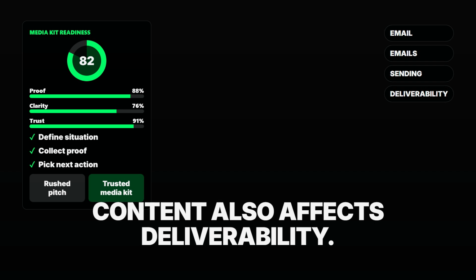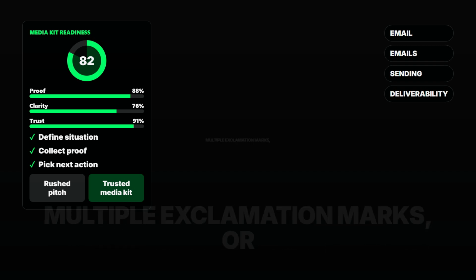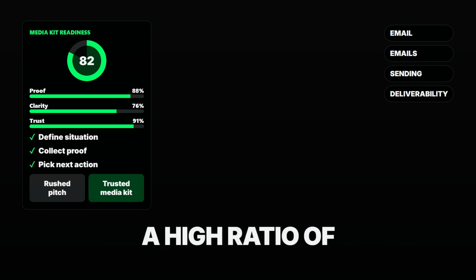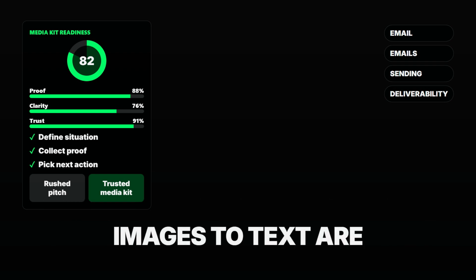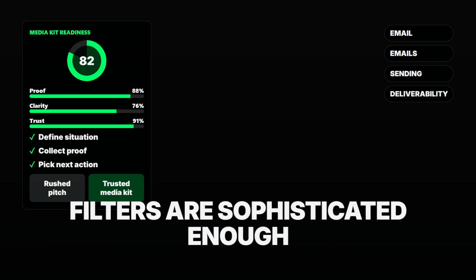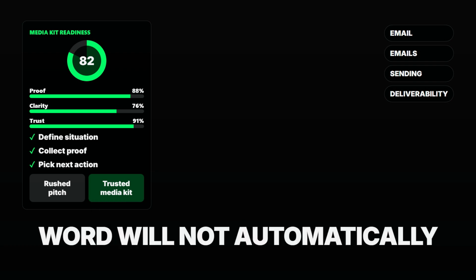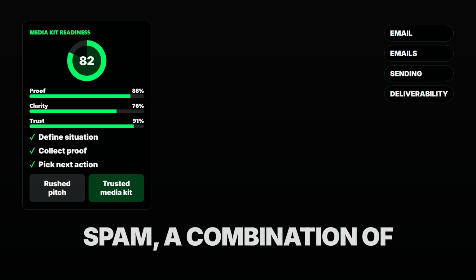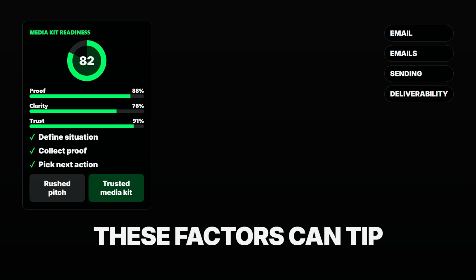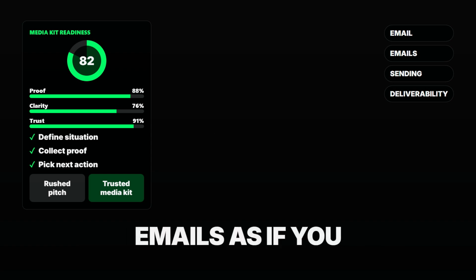Content also affects deliverability. Emails that contain certain trigger words, excessive capitalization, multiple exclamation marks, or a high ratio of images to text are more likely to be filtered. While modern spam filters are sophisticated enough that a single trigger word will not automatically send your email to spam, a combination of these factors can tip the balance. Write your emails as if you are writing to a friend: natural language, normal formatting, and a clear purpose.